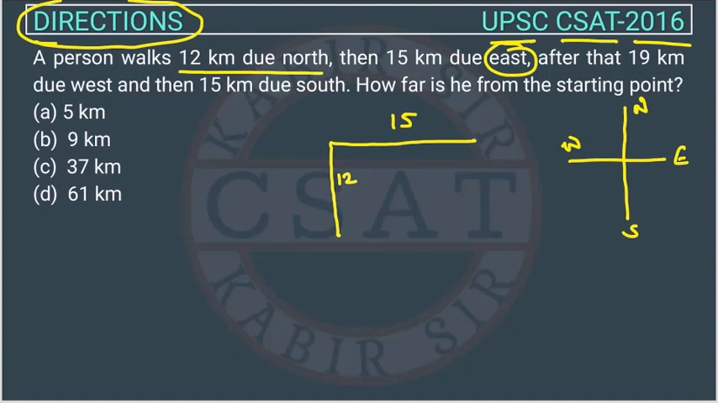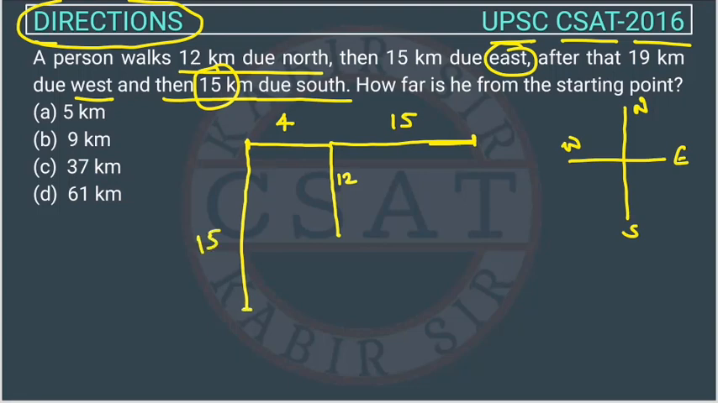After that, 19 kilometers due west. Now after reaching here, he goes west. How many kilometers? 19. So 15 is this much, and then 4, total is 19. So he's reaching here. And then 15 kilometers due south. So south is here, so he's going in the south. How many kilometers? 15, right? So this is 15, and he reached here.